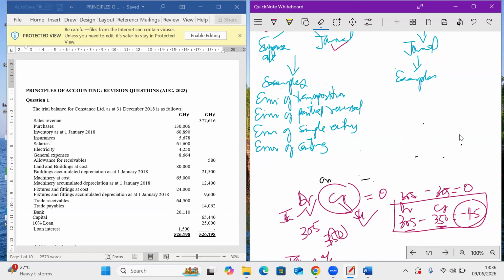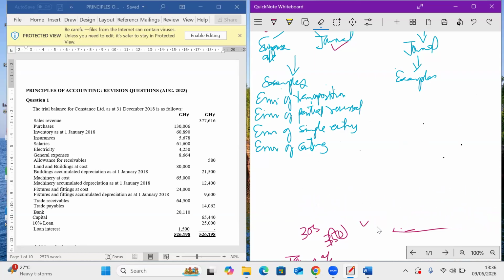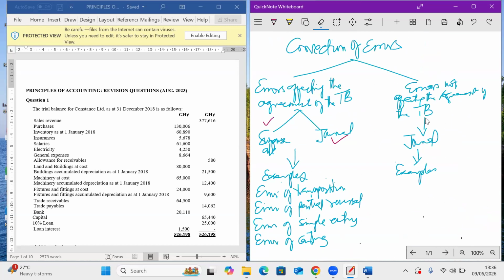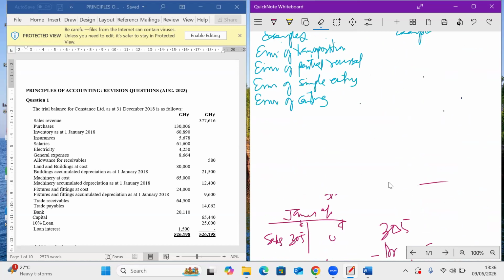So now that is all about the errors that affect the trial balance. If there are any, you write them, you add them to it. So that's what we are going to do. Now let's go to the next.